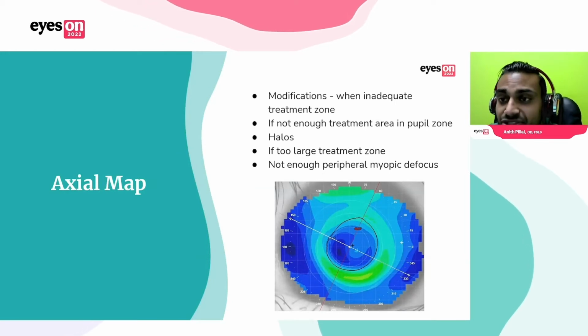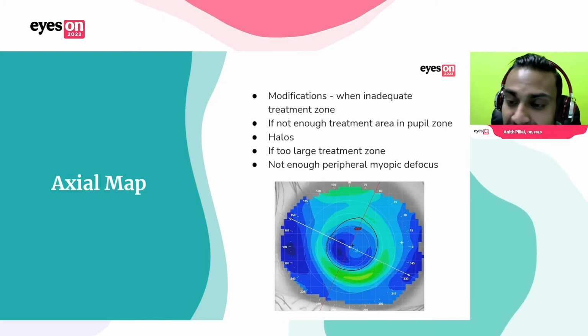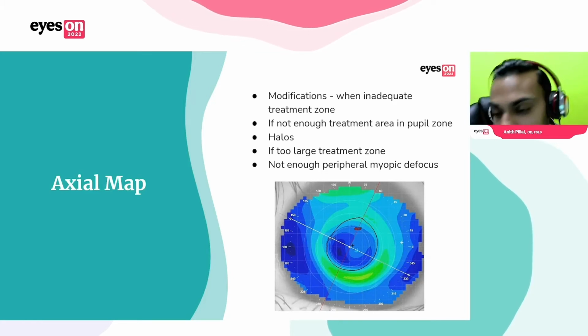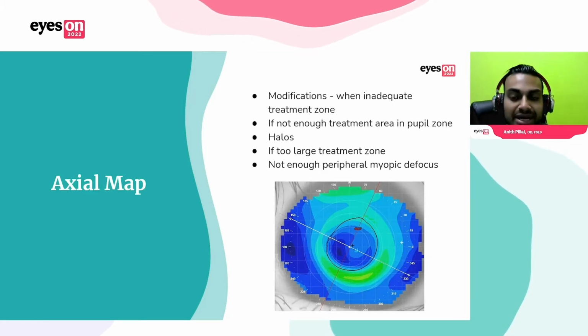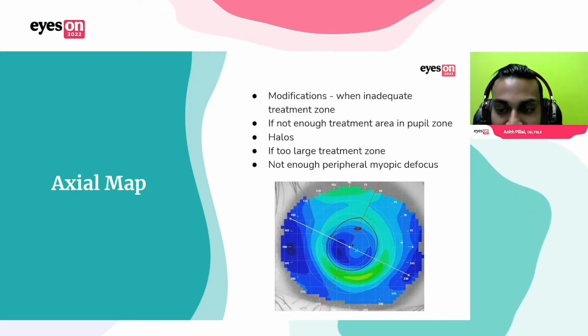When there's not enough of a treatment effect. So if the treatment zone is decentered, that can cause glare and halos. So the axial map will show, is it in the proper centered position in the pupil area? Also, for myopia control, we want to make sure that not only is the treatment zone within the pupil, but we have some of that peripheral plus getting in there as well.